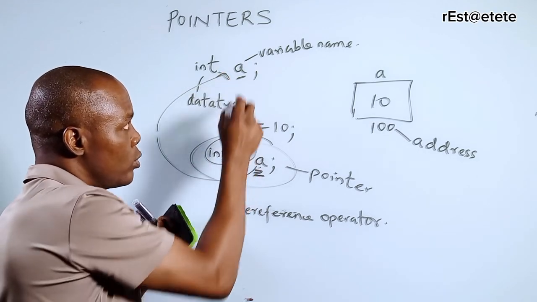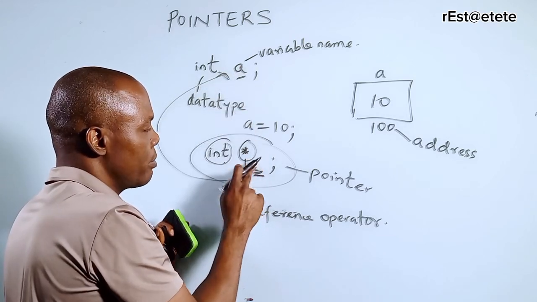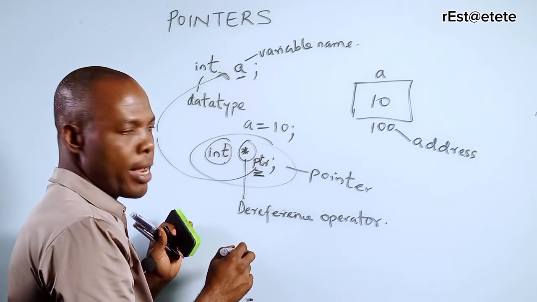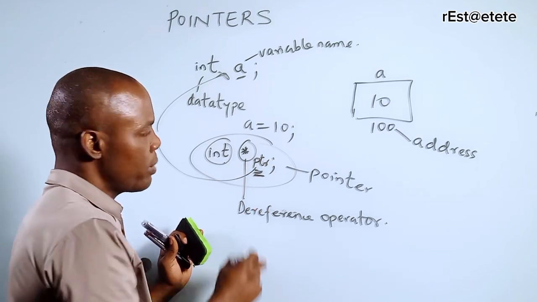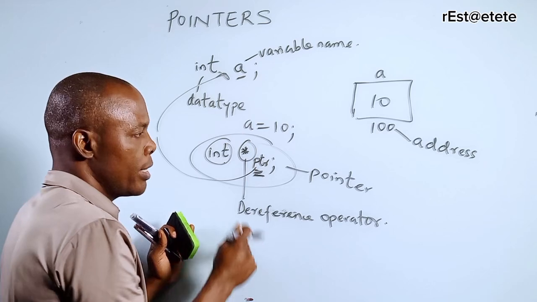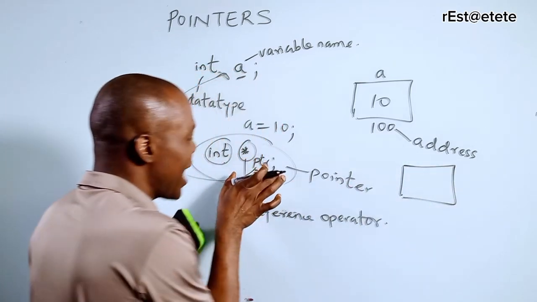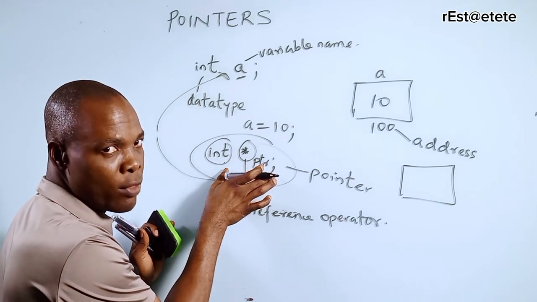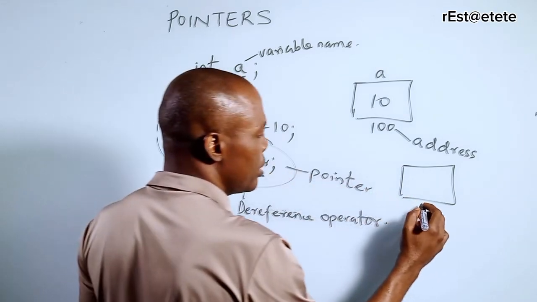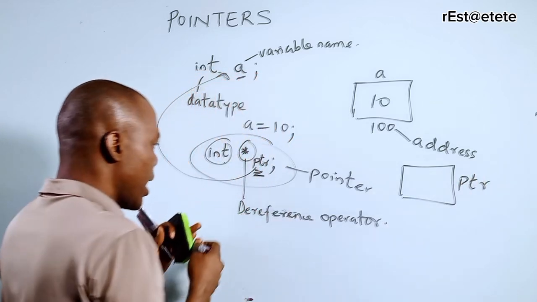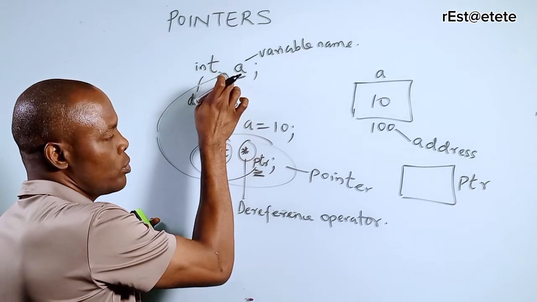Now, because I want this to point to this, I'm going to change the name to PTR. Right? So this is the pointer. I'm pointing it to this guy. So I've declared the pointer, right? I've not assigned a value to it yet. So this is the pointer PTR, right? Now, I want this pointer to point to this.